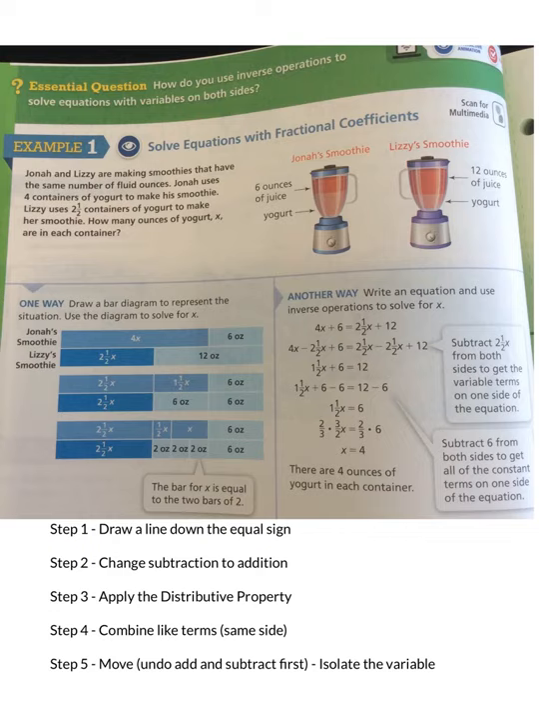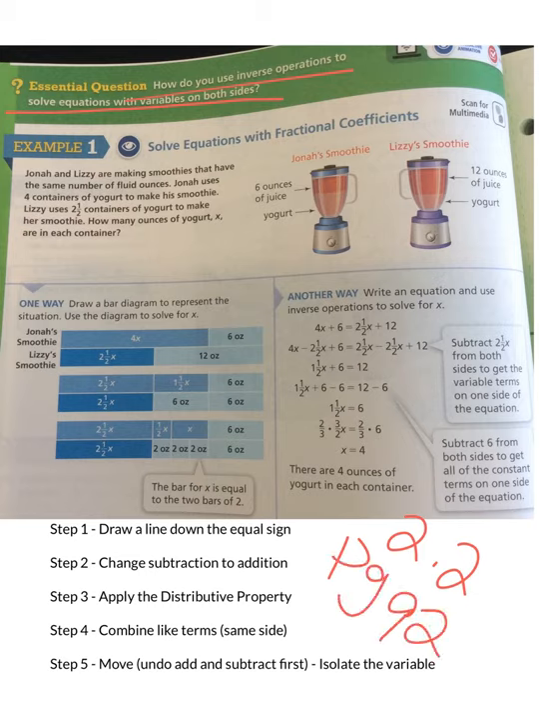Let's go ahead and take a look at notes 2-2. If we look at our essential question here, it is asking us, how do you use inverse operations to solve equations with variables on both sides? So this is lesson 2.2 out of your book, and it is on page 92. So you can find where I'm at on page 92.